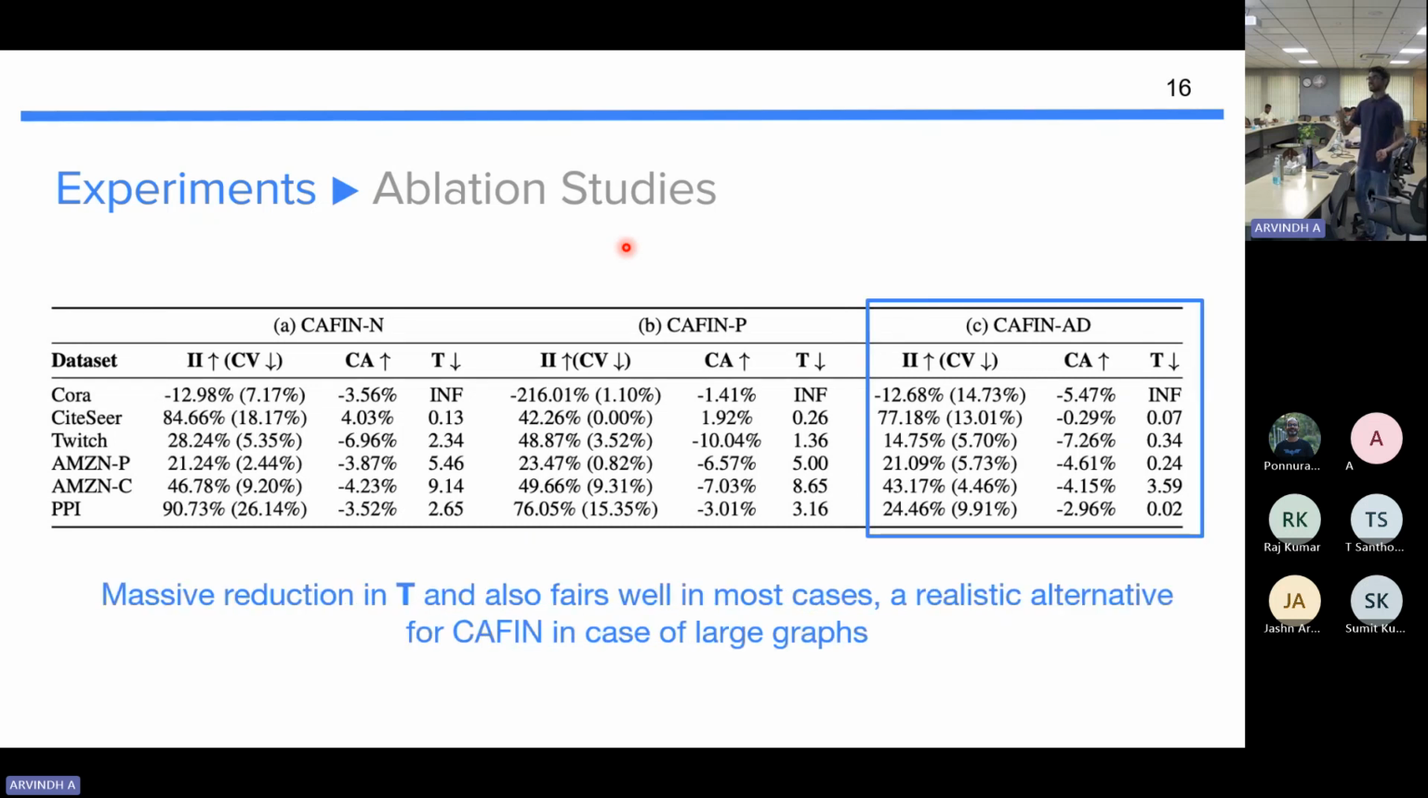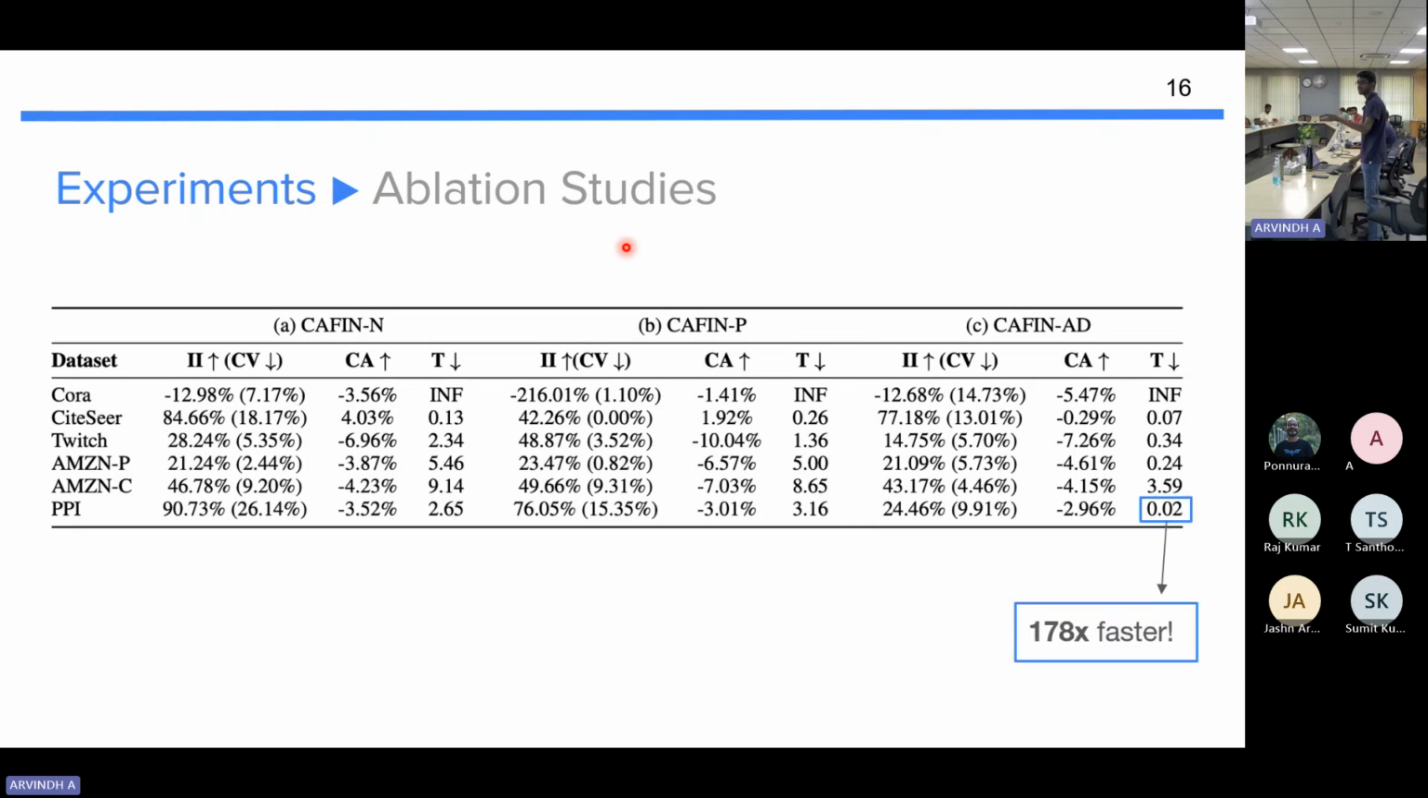For CAFIN AD, we see a massive reduction in the time metric, and it also fares well in most cases, so it's a realistic alternative to CAFIN in case of large graphs. And for the particular data set PPI, you see a 187x speedup in the time it takes to complete.